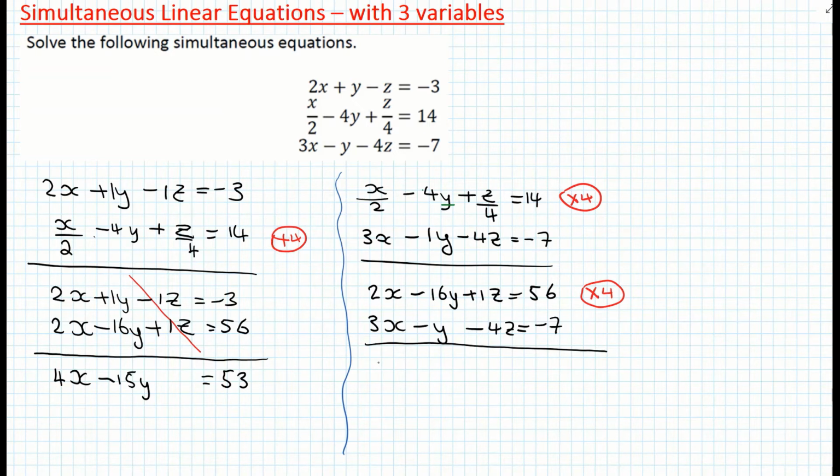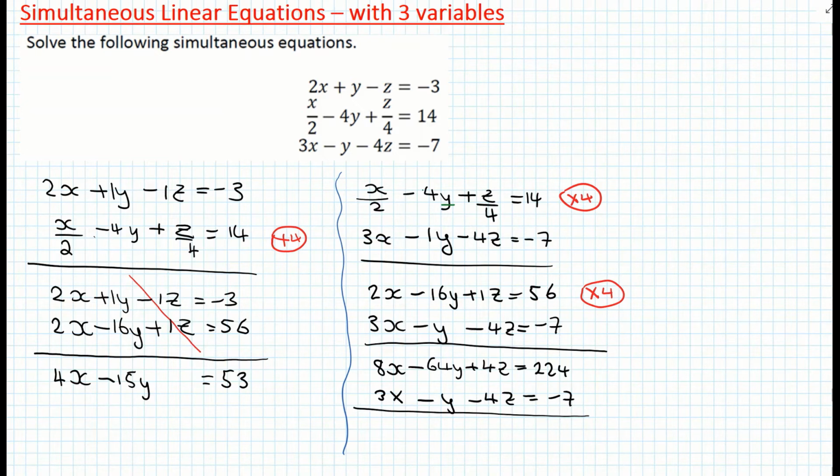I get 2 4s are 8x. Minus 16 by 4 is giving me negative 64y. Plus 4 by 1 is 4z. And 4 56s are giving me 224. And that's all over my 3x minus y minus 4z is equal to negative 7. You can see here now I have a plus 4z and a minus 4z, so they will cancel out.